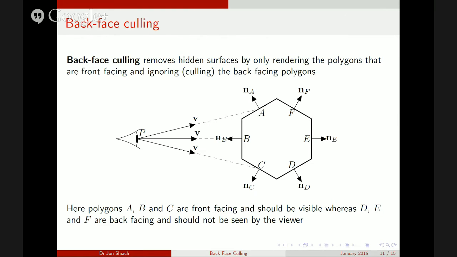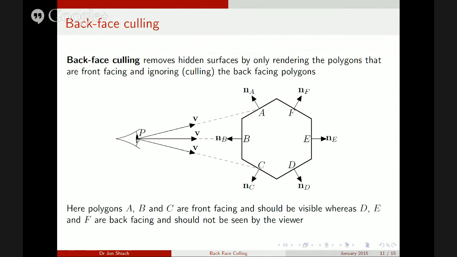So the method of backface culling, as the title hints at, is we remove any surfaces that are pointing away, i.e. backfacing, to the viewer. So here we've got a hexagonal object made up of 6 polygons, A through to F.